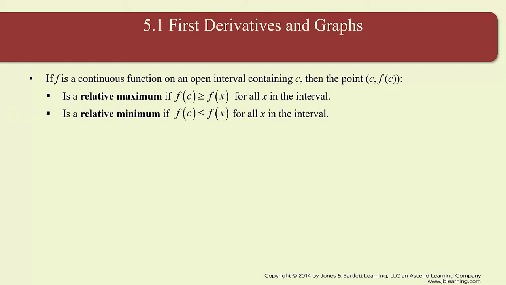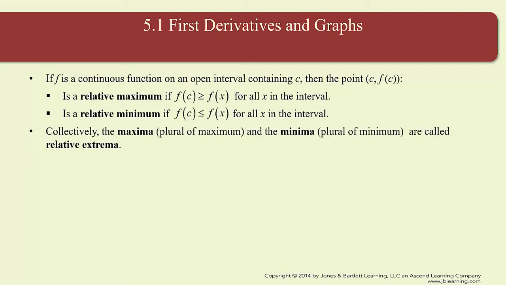The point (c, f(c)) is called a relative minimum if f(c) is less than or equal to f(x) for all x in the interval. So here you're kind of like at the bottom of a valley. A little vocabulary. Collectively, maxima, that's plural of maximum, and minima, plural of minimum, are collectively called relative extrema.